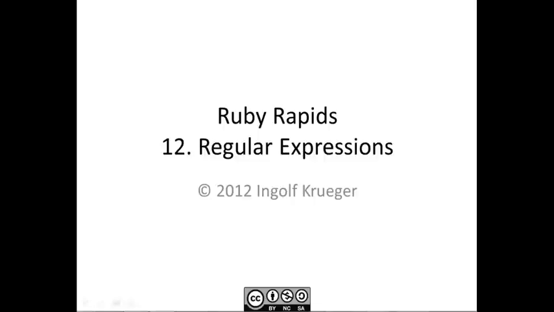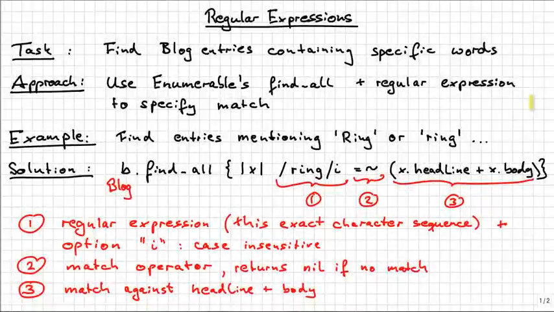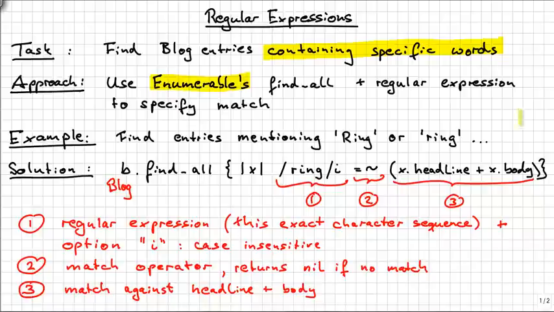Ruby also has very good facilities for matching regular expressions against given text. As a task, we'll try to find blog entries containing specific words. The approach we take is to use Enumerable's findAll method. Again, we're relying on a mix-in, namely Enumerable, and we'll supply it with a regular expression to specify what words we want to match.